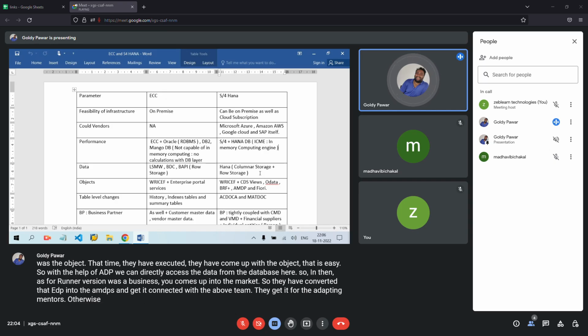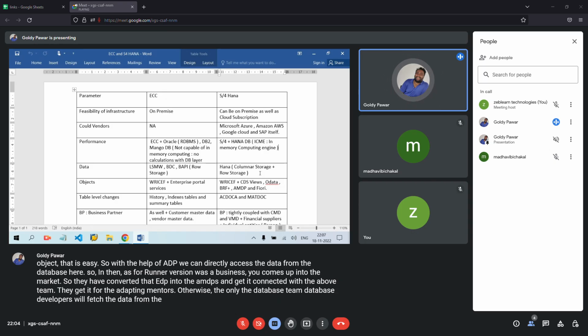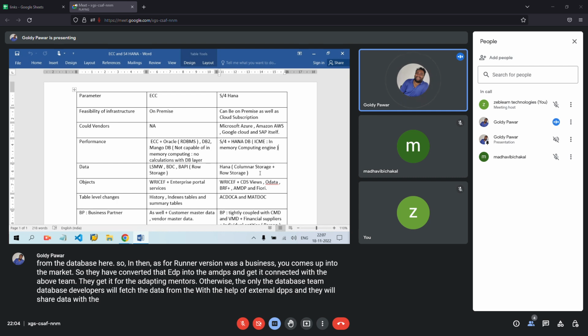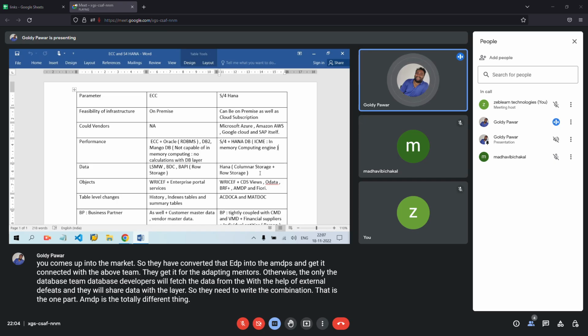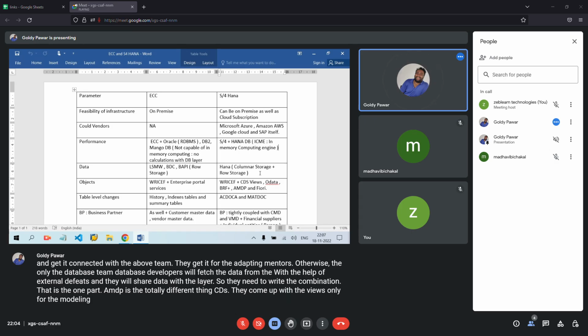Otherwise, only the database team, the database developers, will fetch the data with the help of external EDPs, and they will share data with the ABAP layer. So they need to write the combination. That is one part. AMDP is a totally different thing. CDS came up with views only for modeling purposes, not for ABAP development.